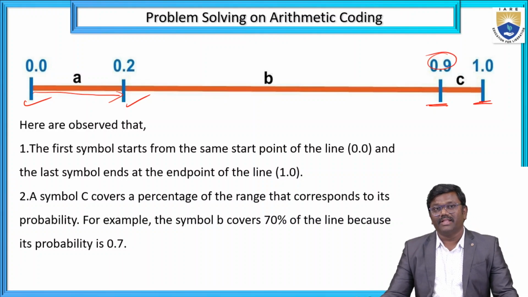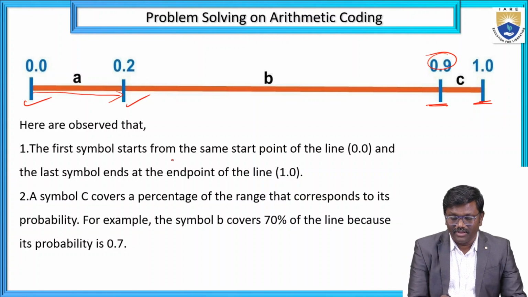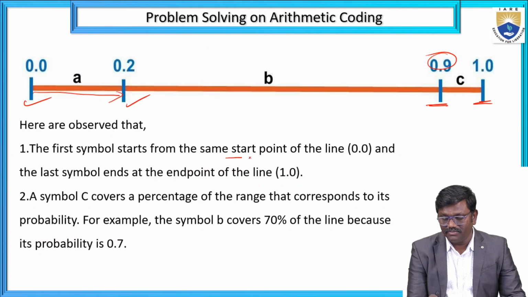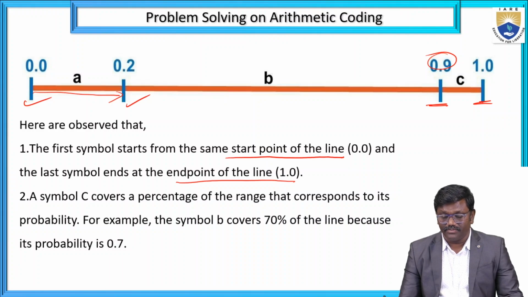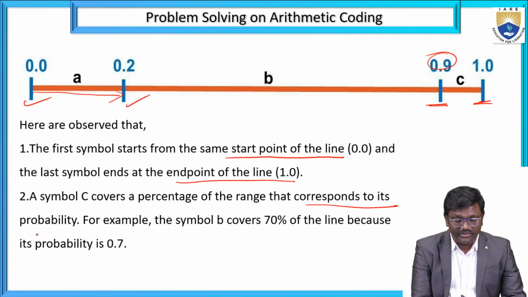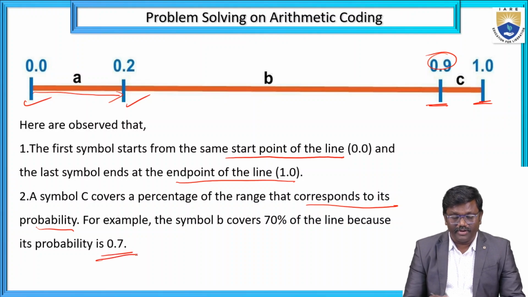Here I observed that the first symbol starts from the same start point of the line, 0.0, and the last symbol ends at the end of the line, 1.0. Each symbol covers a percentage of the range corresponding to its probability. For example, the symbol B covers 70% of the line because its probability is 0.7.